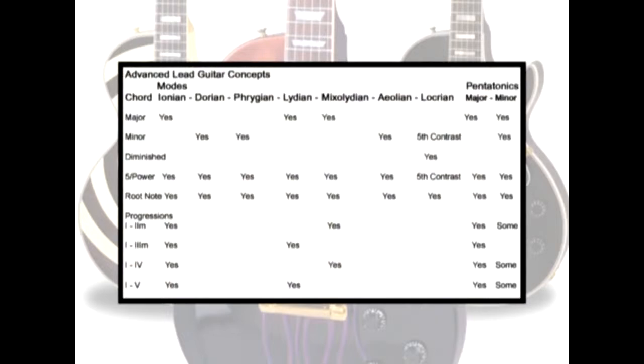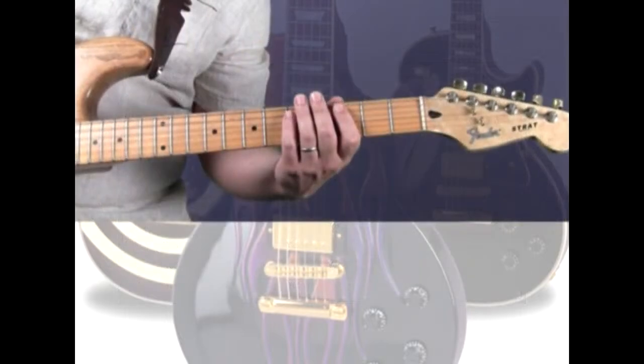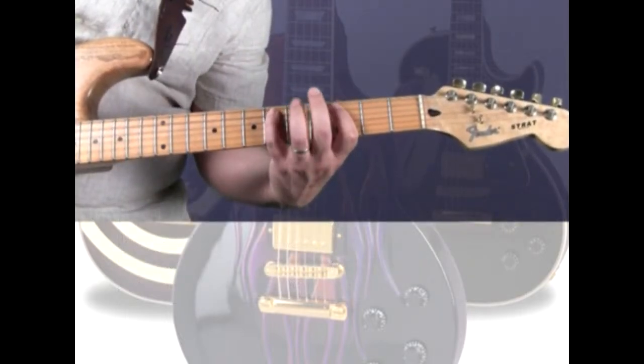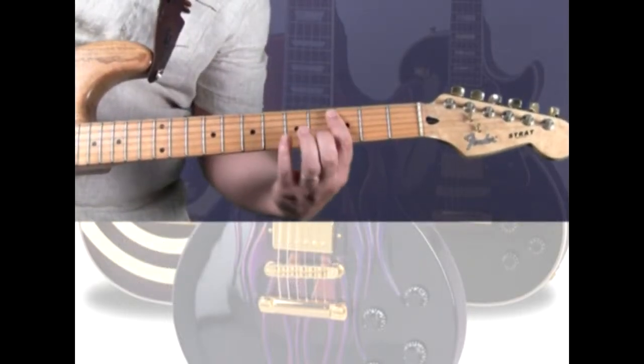There are also 3 minor modes, which can be played over the minor chords. So if we have a C minor, we can play the Dorian, Phrygian, and Aeolian modes. I call these minor modes because the 1, flat 3, and 5, or 1, minor 3rd, and 5th, make up the minor chord, or C, E flat, G, in this example.